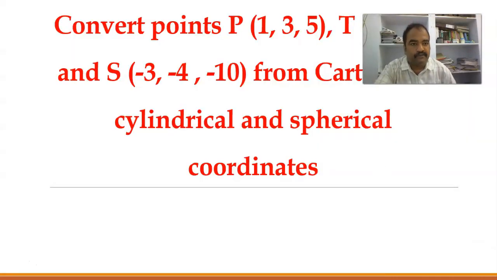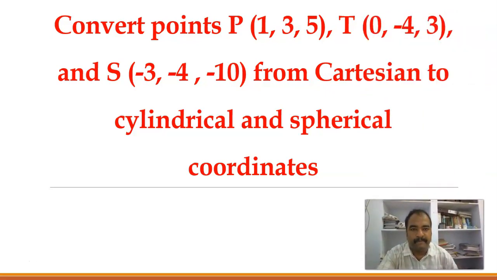In the first question, see the first question here. There have been given 3 points. Convert points P, T and S from Cartesian to cylindrical and spherical coordinates. So it seems that these 3 points are given in Cartesian coordinate system, and you are supposed to convert them into either cylindrical or spherical coordinate systems. Now let's see how we can do these things step by step.